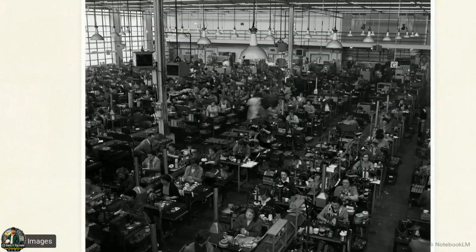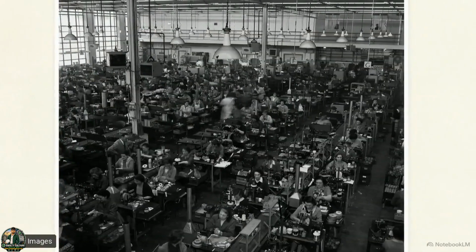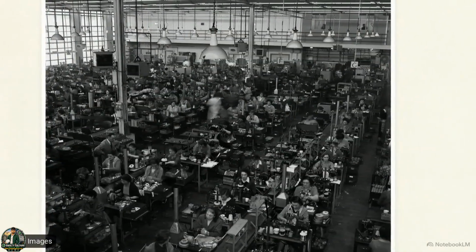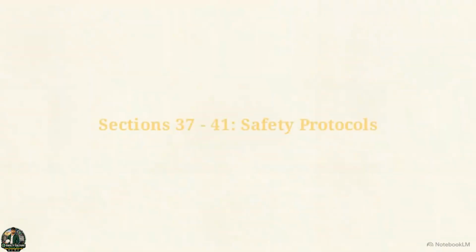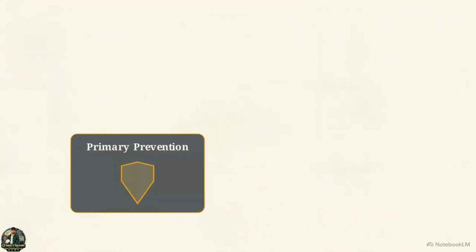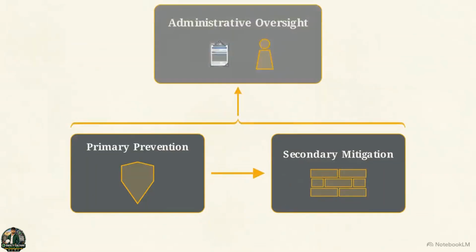This legislation was drafted to correct the severe vulnerabilities of early industrialization. Early 20th century workrooms maximized production density, placing workers shoulder to shoulder with unshielded machinery and highly combustible materials, meaning a single mechanical failure routinely caused mass casualties. Sections 37 through 41 address this by establishing a multi-tiered protocol. The text demands primary prevention to stop accidents, secondary mitigation to control the damage if prevention fails, and strict administrative oversight to maintain the system.